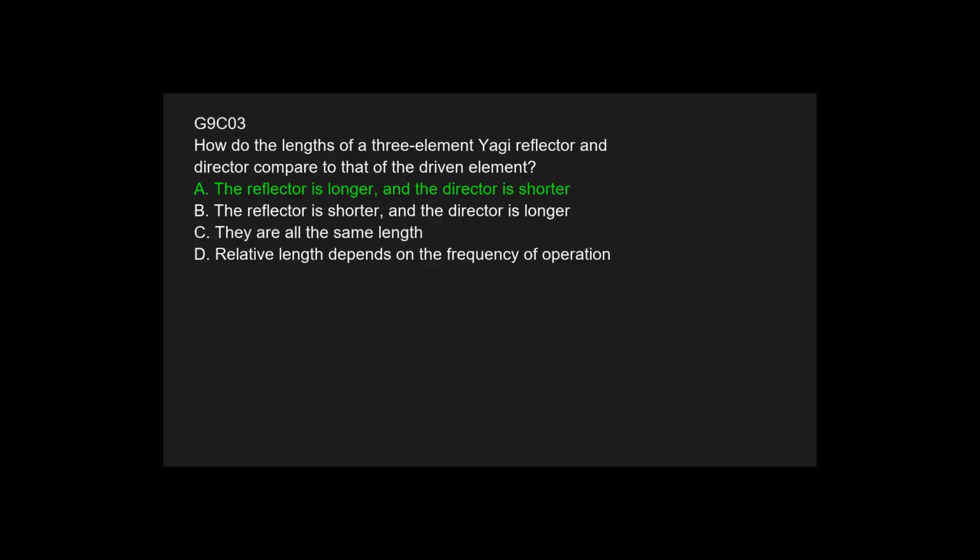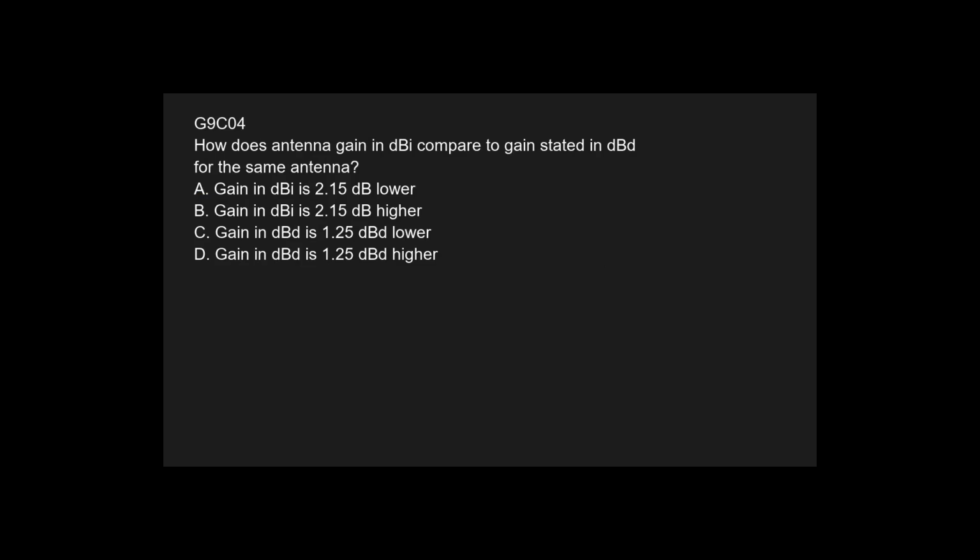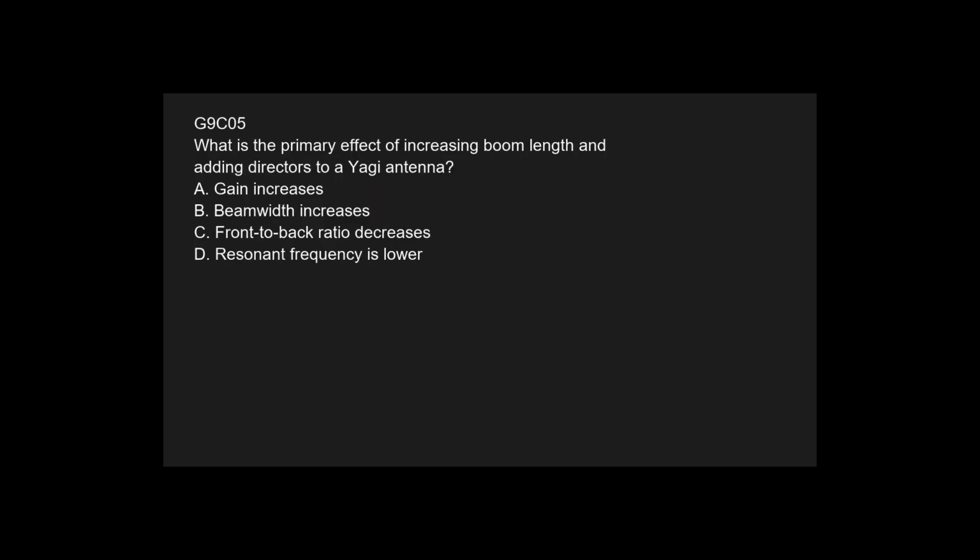The correct answer is A. The reflector is longer and the director is shorter. Question: How does antenna gain in dB compare to gain stated in dBd for the same antenna? The correct answer is B. Gain in dB is 2.15 dB higher. Question: What is the primary effect of increasing boom length and adding directors to a Yagi antenna?